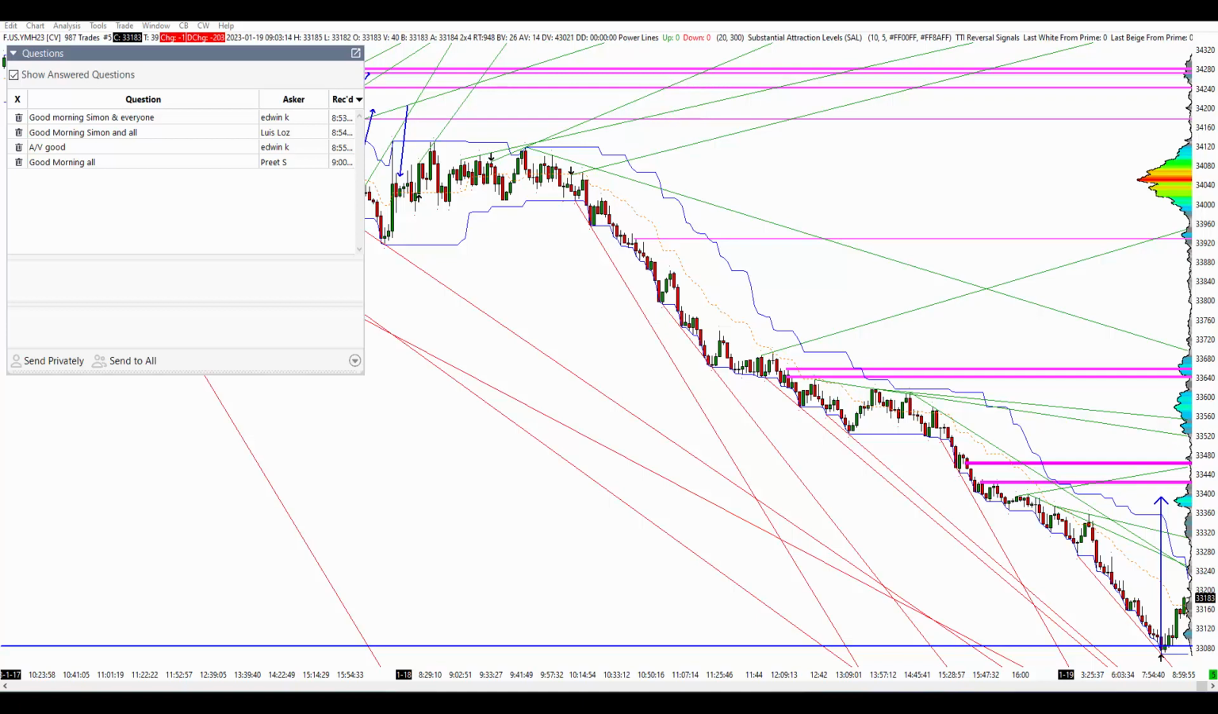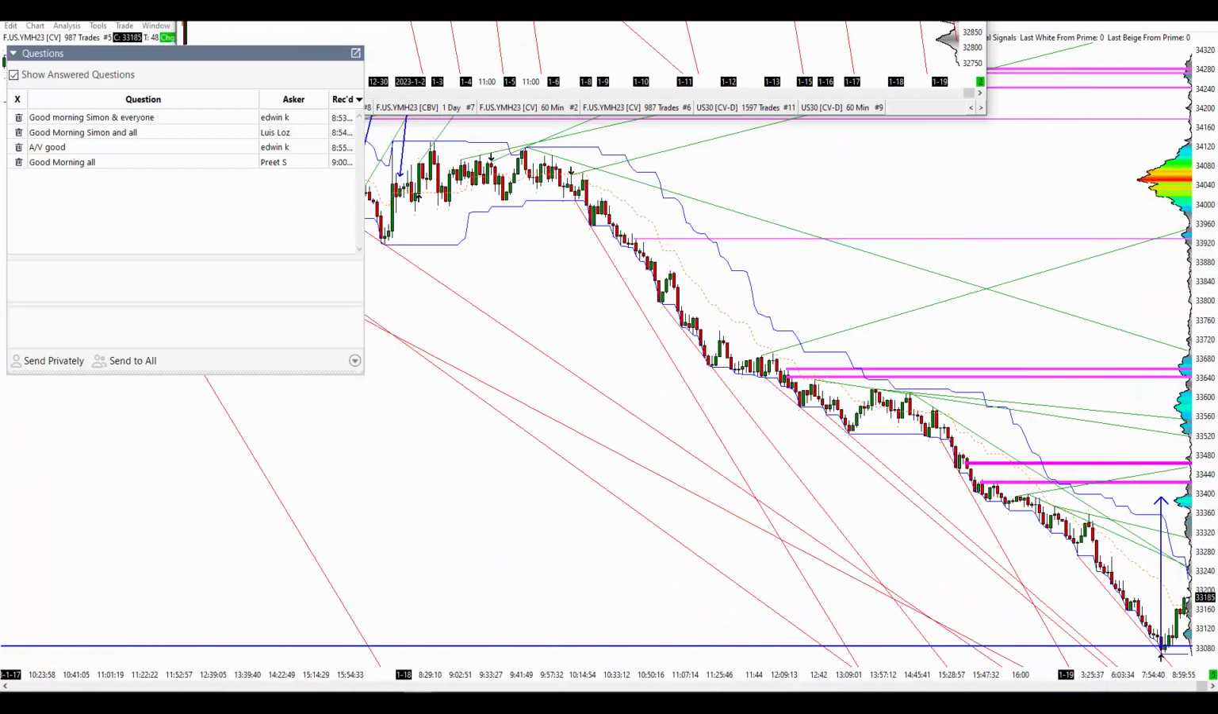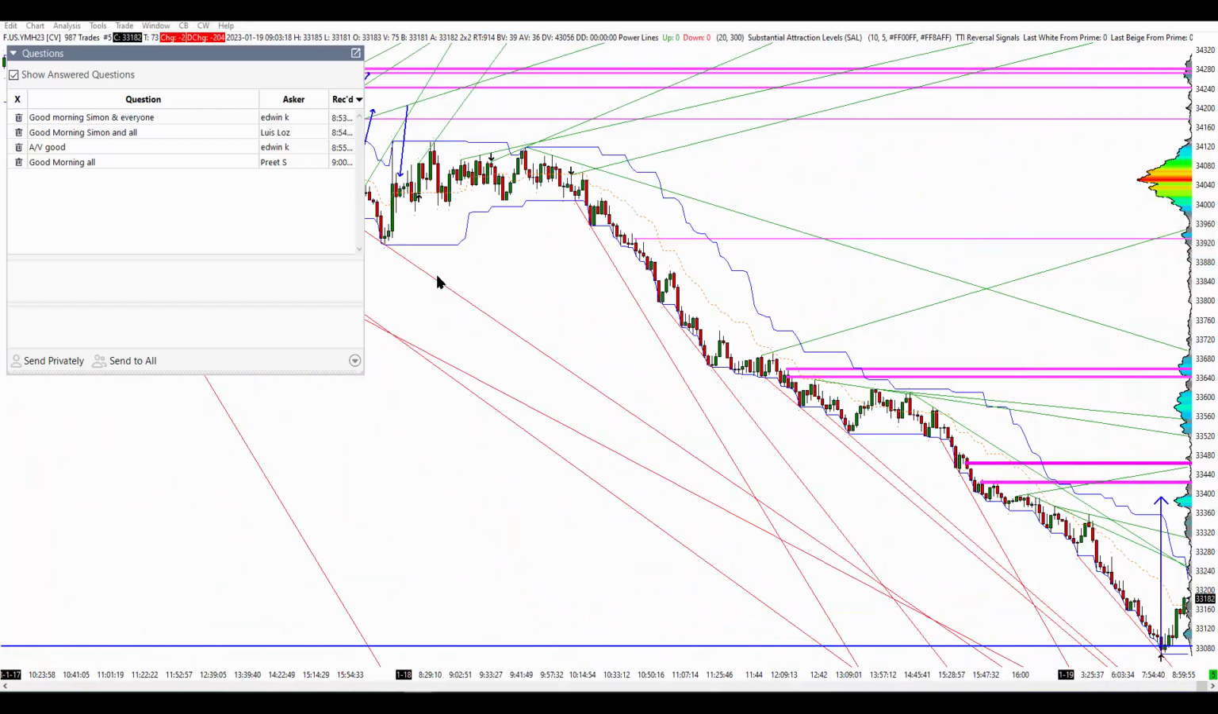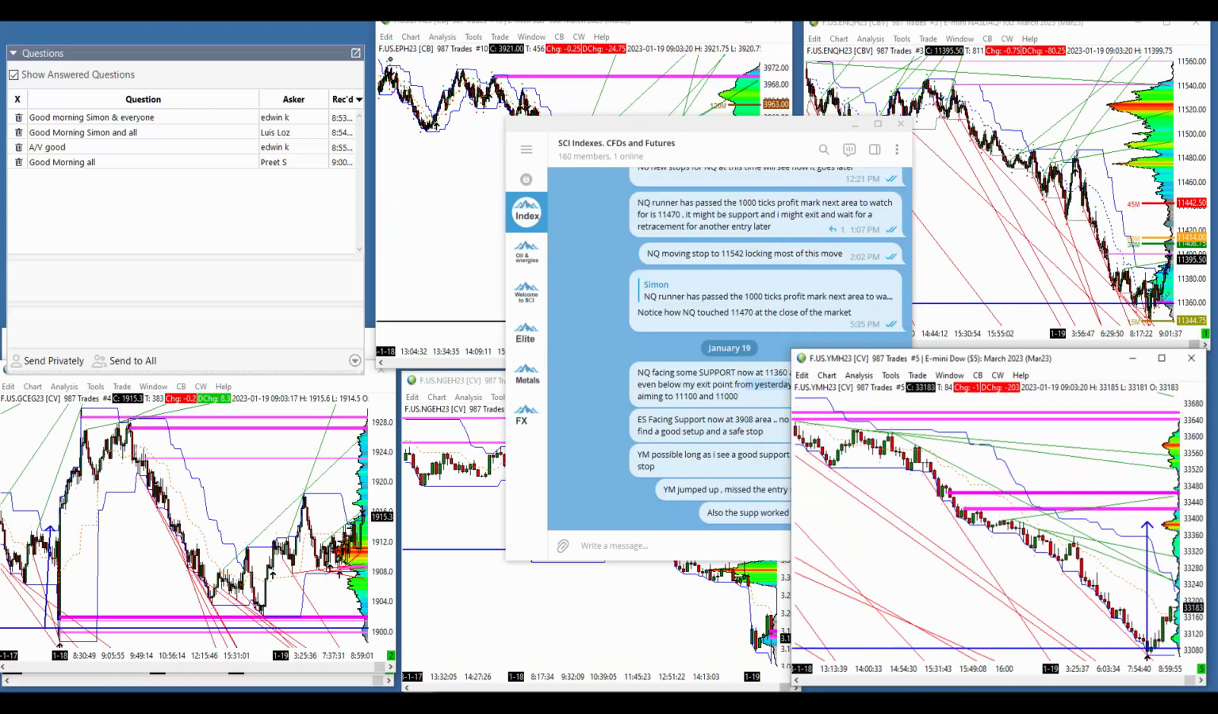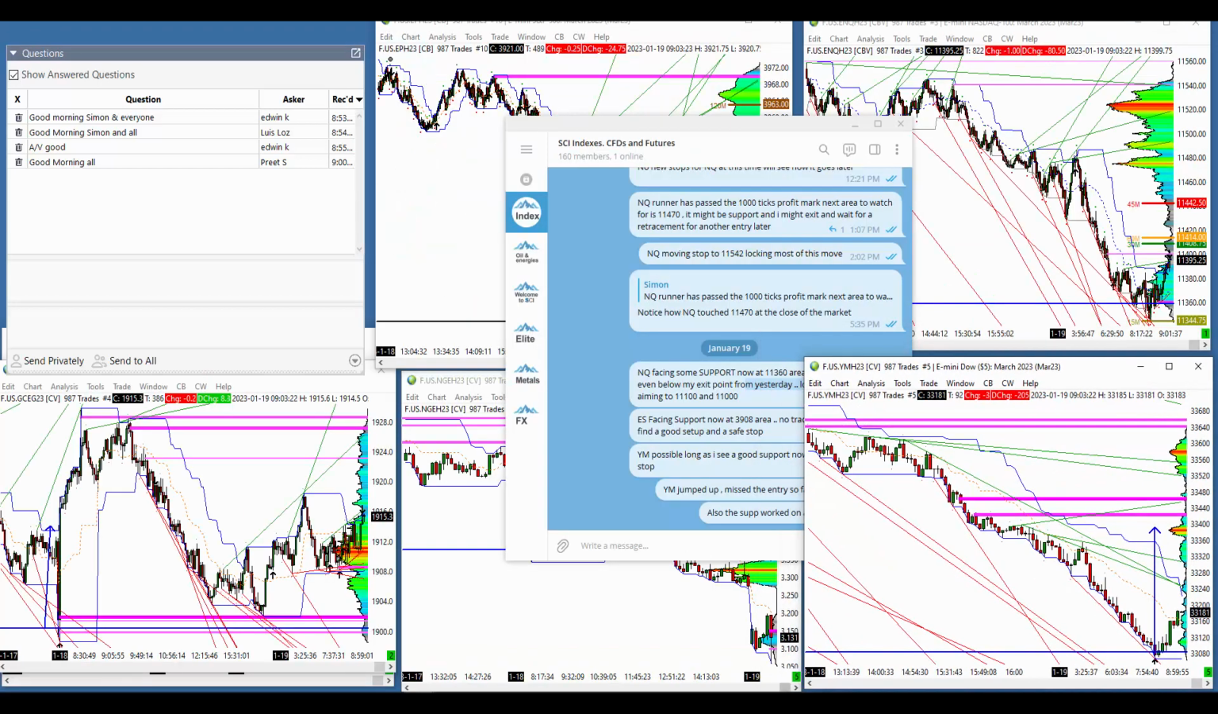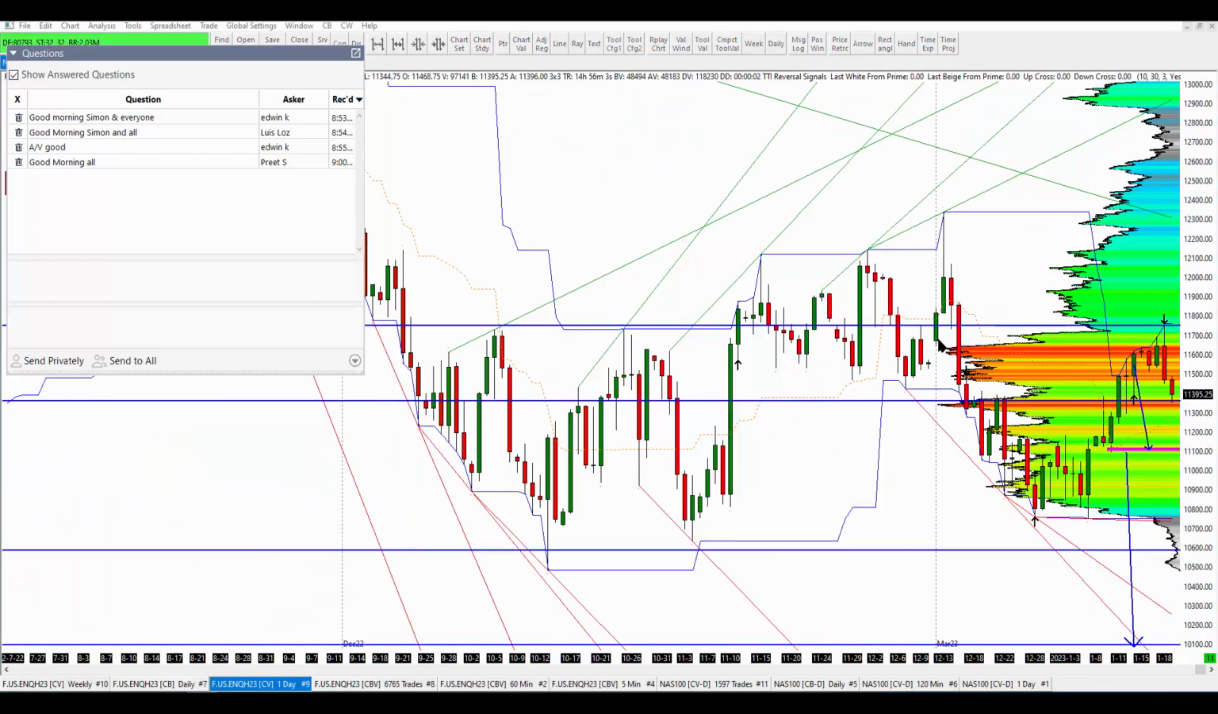This one I have multiple charts, but let's see some of the reasons why I realized that we had support on the indices, including Nasdaq, YM, and ES. Let me just show it. This is the Nasdaq, correct?